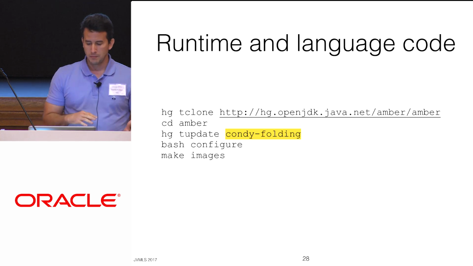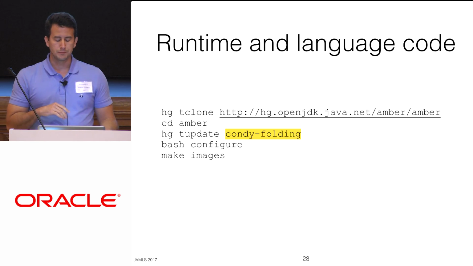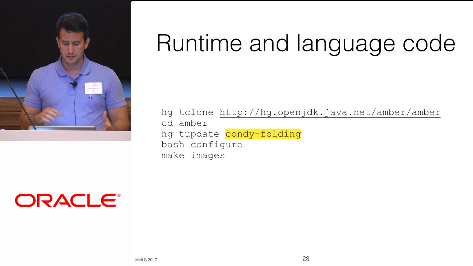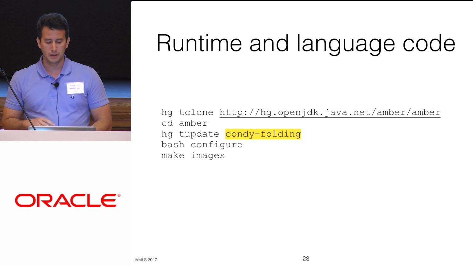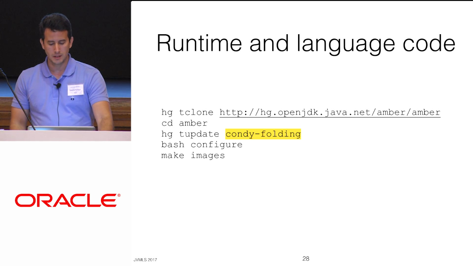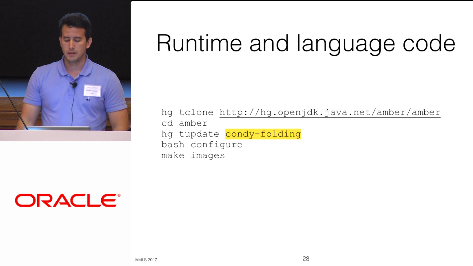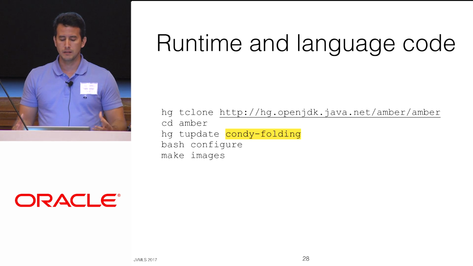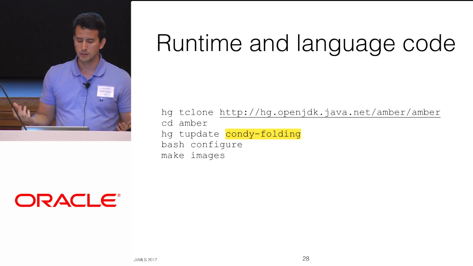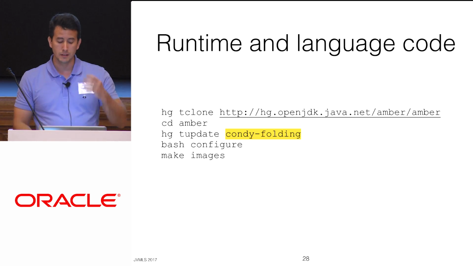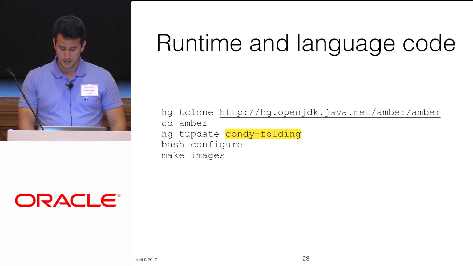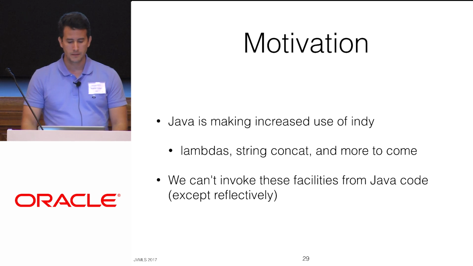Before, Paul was commenting about the repo where the Condy work is. In the same Amber repo, there is a branch that contains the changes for Condy plus the constant folding project, and we call it Condy folding. So these are the commands to clone the repo and build it.